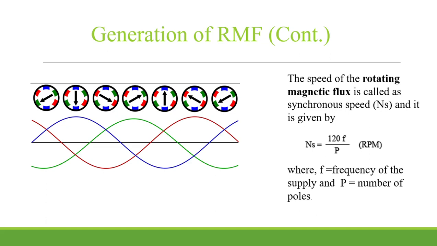Rpm is revolution per minute. If you take a four-pole machine, then it will be 1500 rpm. If you take an 8-pole machine, then it will be 750 rpm. So as you increase the number of poles, speed will decrease.